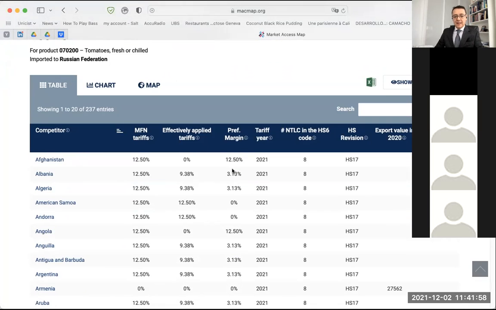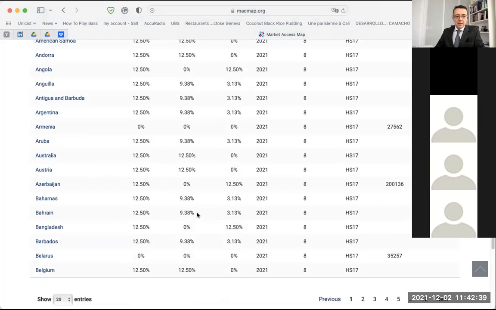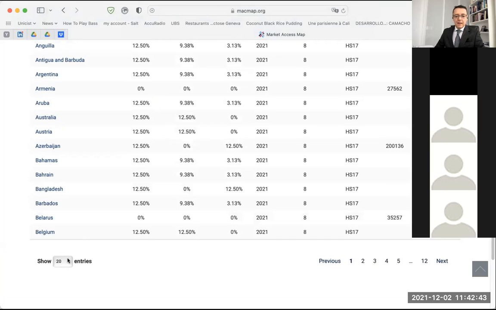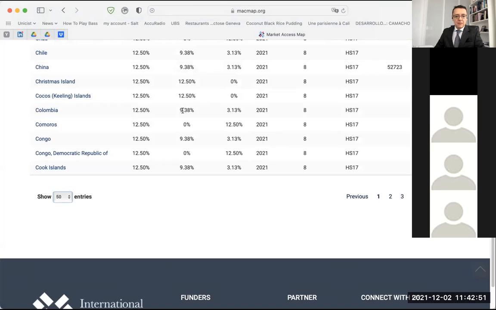So we can see that Afghanistan has a really substantive advantage vis-a-vis us in Russia in tomatoes. Or at least, I don't know if us, but let's see. Azerbaijan, they have no advantage because we also have duty-free access to that market. Well, that's actually quite good because we pay zero, and potential competitors, Albania, Algeria, they also export tomatoes, quite a few of them. Well, they have to pay 9.38%. So we have an advantage of 3.13% difference in our favor. Nice. Let's see now what happens with Turkey. Turkey is not here. Yes, we also have an advantage vis-a-vis Colombia. And Colombia is going to export tomatoes to Russia.